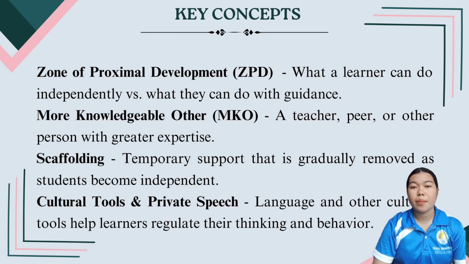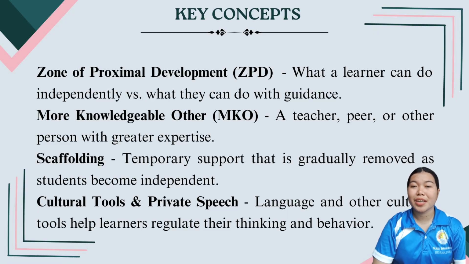Another important concept is the more knowledgeable other, or MKO. The MKO is someone who has more knowledge or skill in a particular area. This could be a teacher, a classmate, a parent, or another person who can provide appropriate guidance.